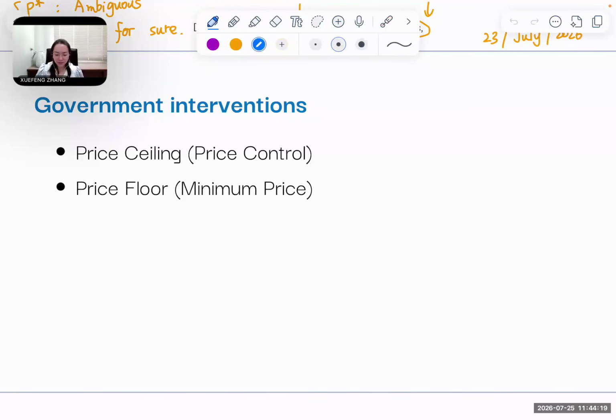The first one is the price ceiling. It's a legal maximum price. Government says you cannot charge more than this. Think about rent control. Set a cap below the natural equilibrium. All right, let me write it down. So this is a maximum price, price ceiling. Just think about the ceiling above your head.